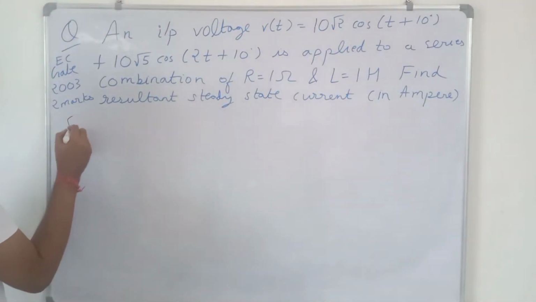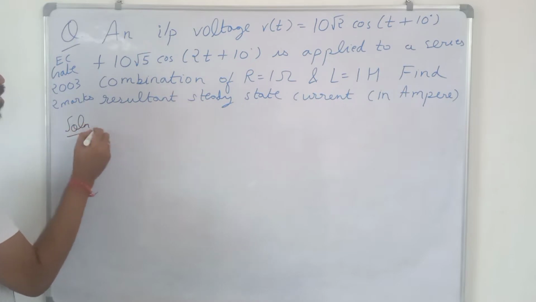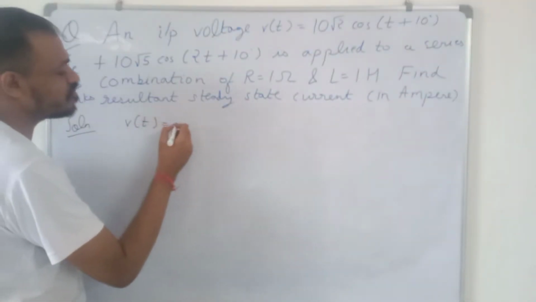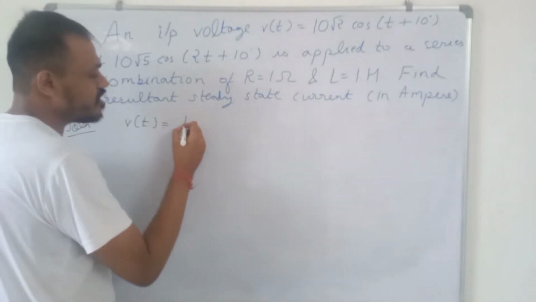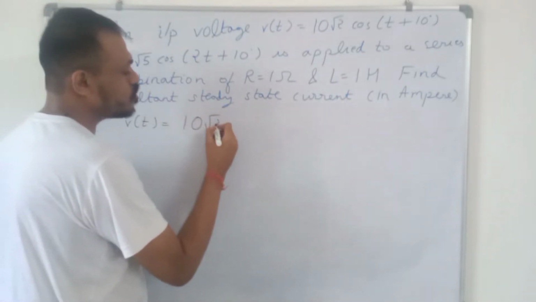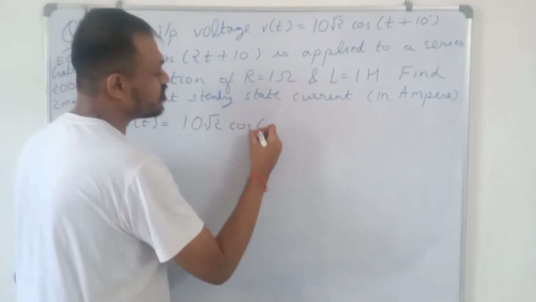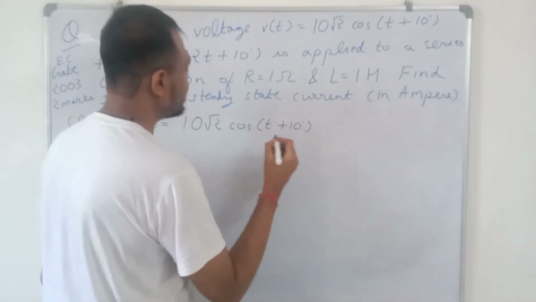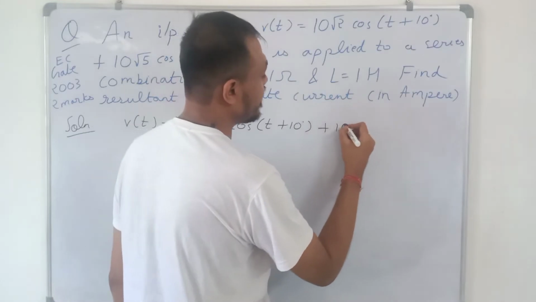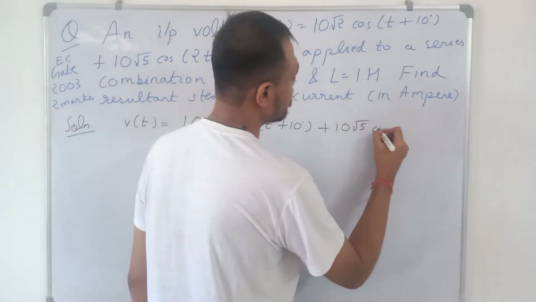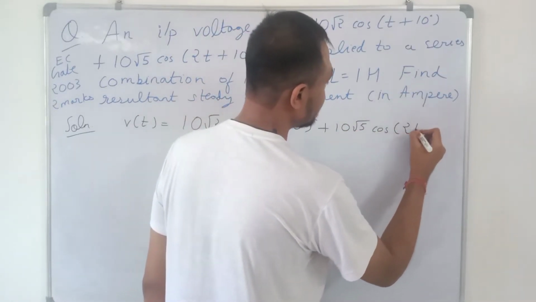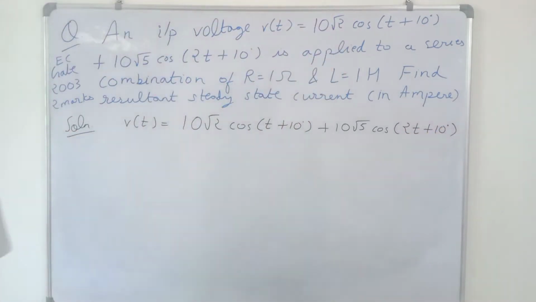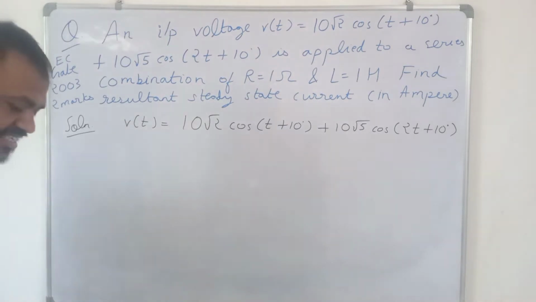So this is a very easy question. The only thing in this question is that there are two different frequencies. So if I write, then V of t is equal to 10 root 2 cos of t plus 10 degree and plus 10 root 5 cos of 2t plus 10 degree. So angle is same for both, but frequency is different.